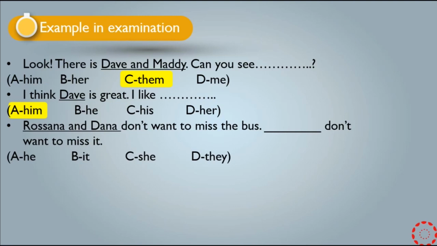Rosanna and Dana don't want to miss the bus. Dash don't want to miss it. Rosanna and Dana means they. Rosanna and Dana, they are plural. So which one is correct? They don't want to miss it. If you ask why I choose they, it is because we have a full stop here. As you see, it is the end of the sentence. We have a full stop, and now this gap or dash is the new sentence. As I said, a subject pronoun will come at the beginning of the sentence. So they will come at the beginning.